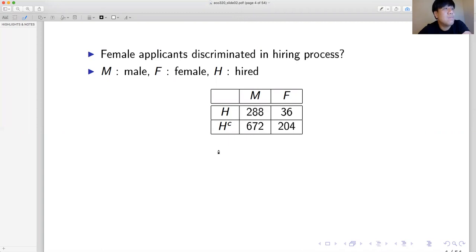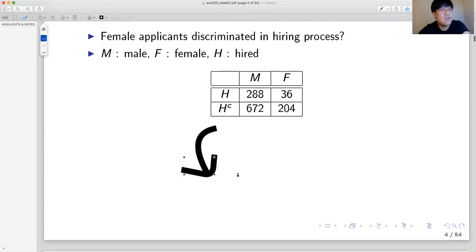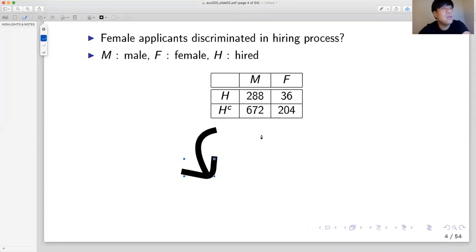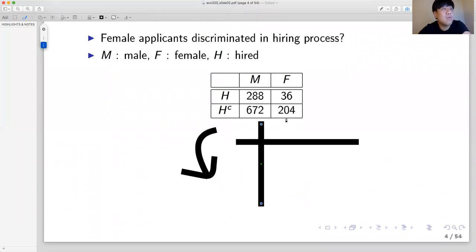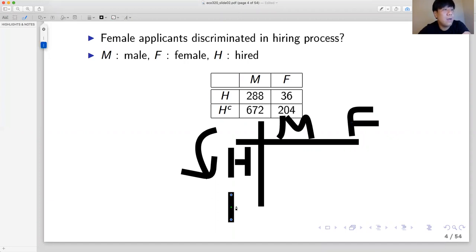If we want to convert this to probability, I will write this on the screen. What we learned from the first chapter was, put the M over here and F over here, and H over here and H complement over here, something like that, right?